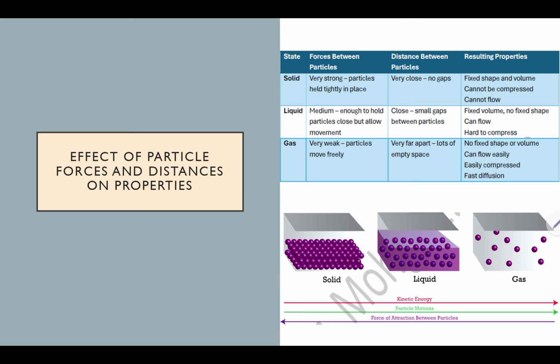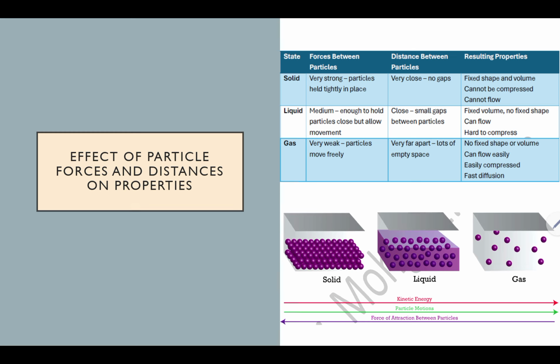Liquids have medium forces, making them slide past each other. They have very little gaps between the particles, making them have a fixed volume but no fixed shape. They can flow, but are hard to compress. Gases have very weak forces between the particles, making them move freely. They are very far apart with lots of space, so they have no fixed shape or volume, can flow, and are easily compressed with fast diffusion.